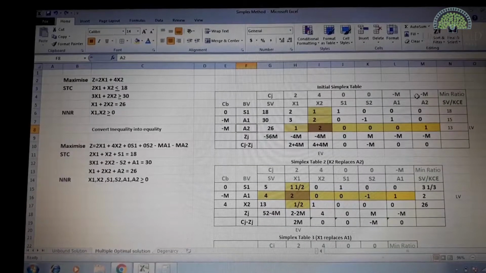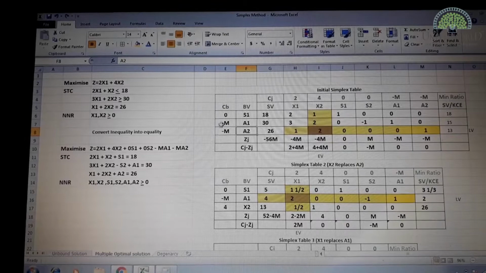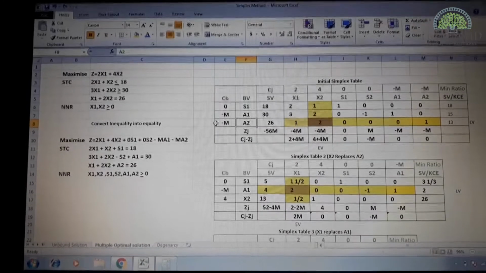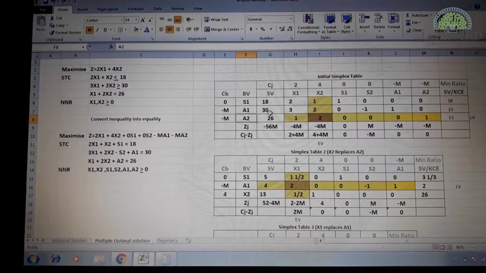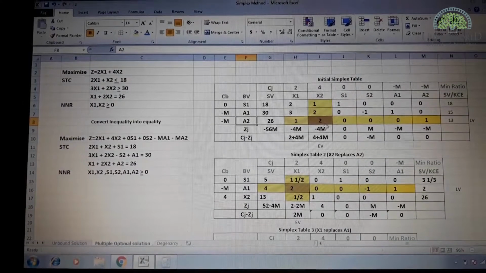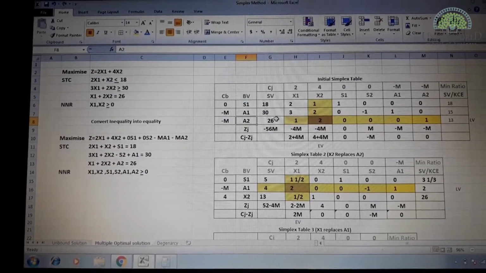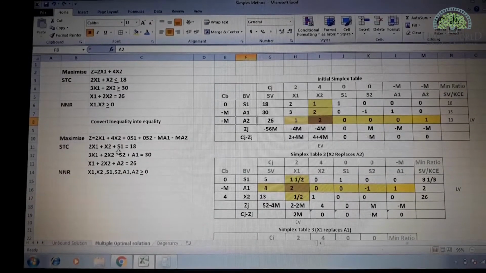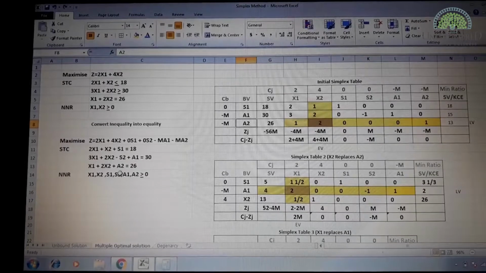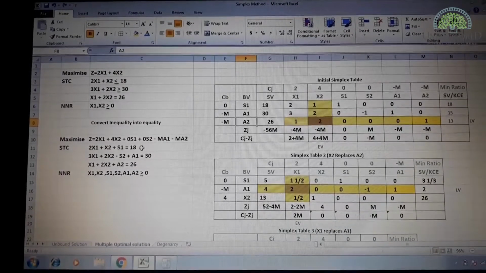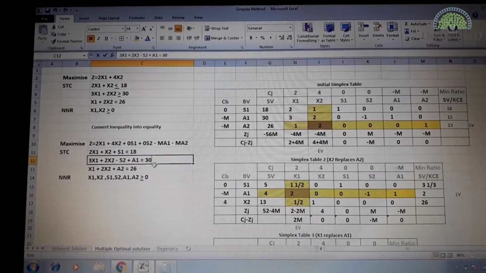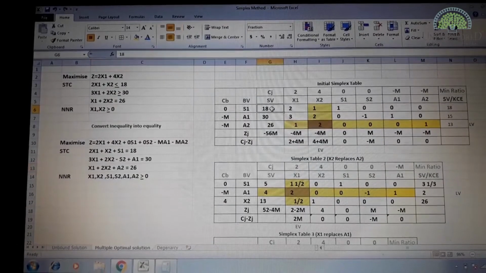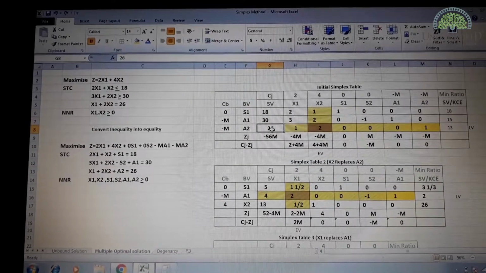Similarly, for A2 also it is minus m. So we record minus m for both A1 and A2 as the coefficient of basic variable. Now coming down to filling up the remaining table, under the solution variable column, you will have the right hand side of your STCs. That is, the three constraints that you have, on the right hand side you have 18, 30 and 26. So you will put 18, 30 and 26 under the solution variable column.